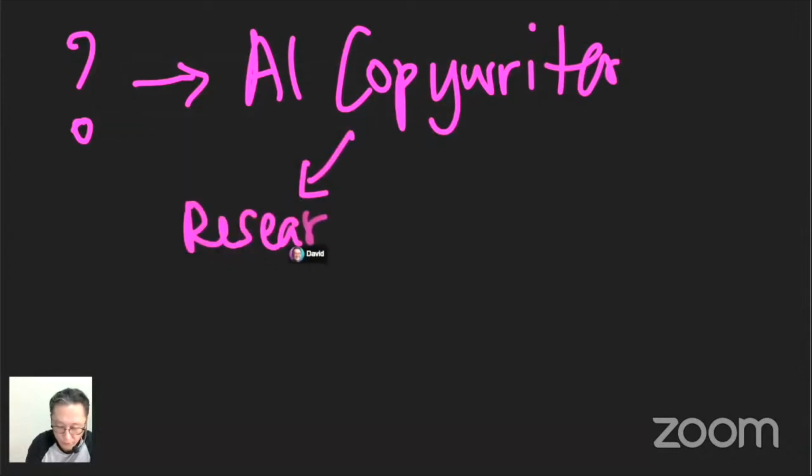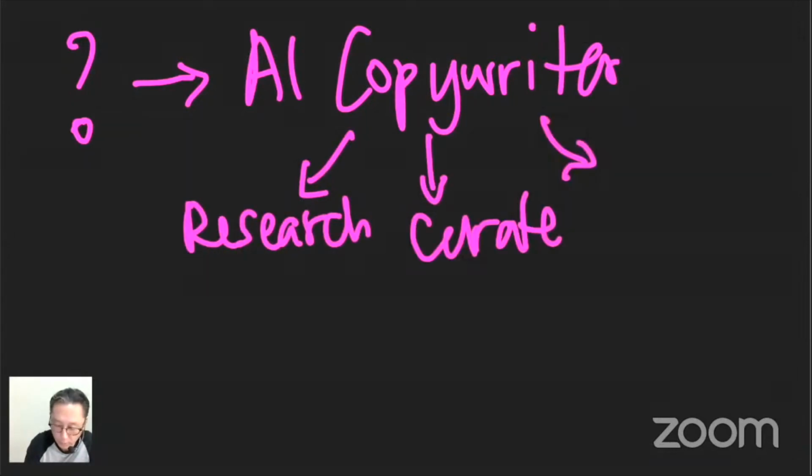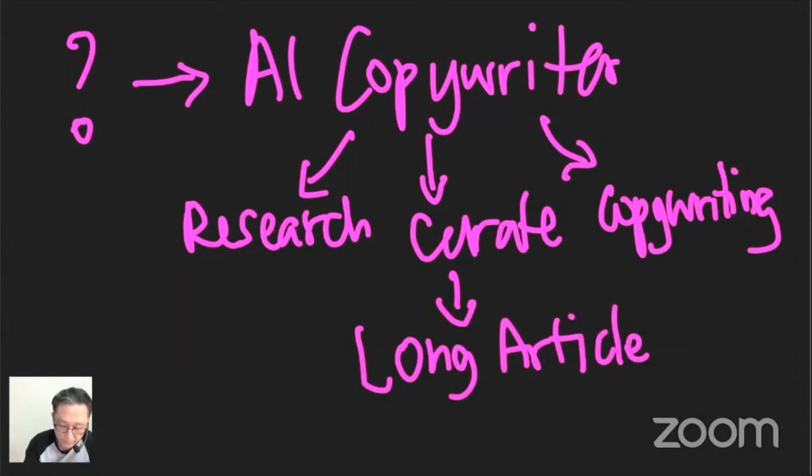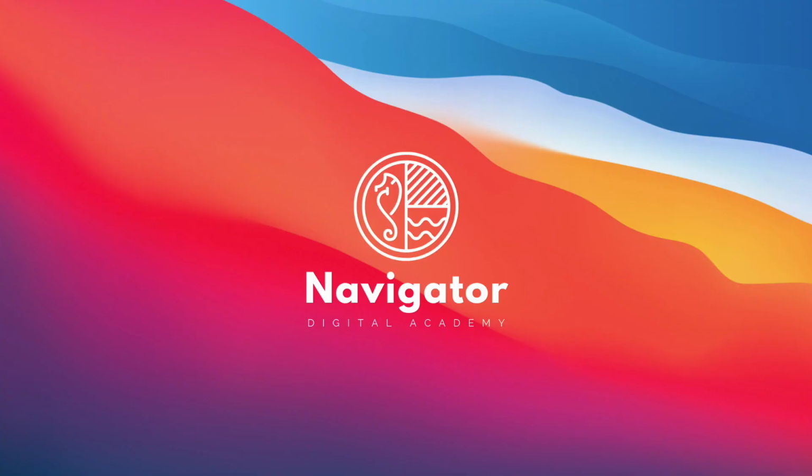They will research on this topic and curate. They will do copywriting. So these are three things they will do. And then it presents you an article, right? A long article, and this long article is going to be your cornerstone content.